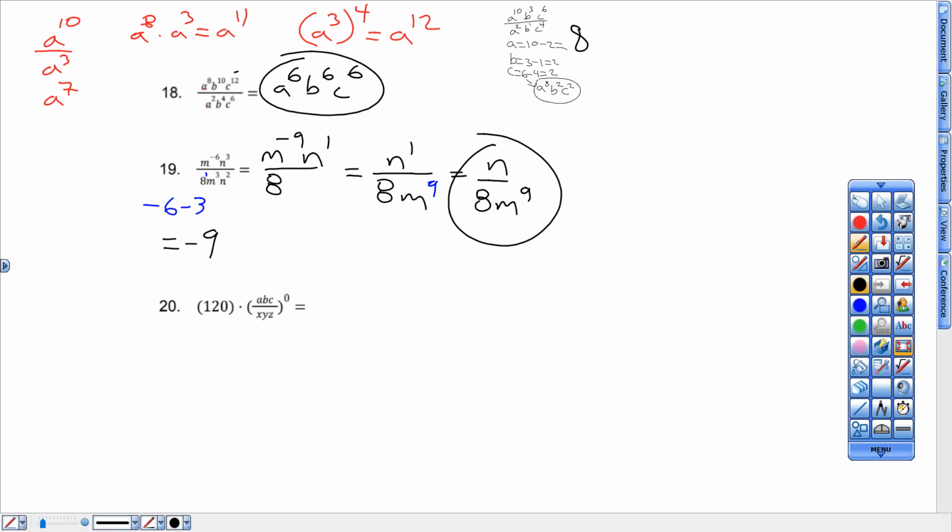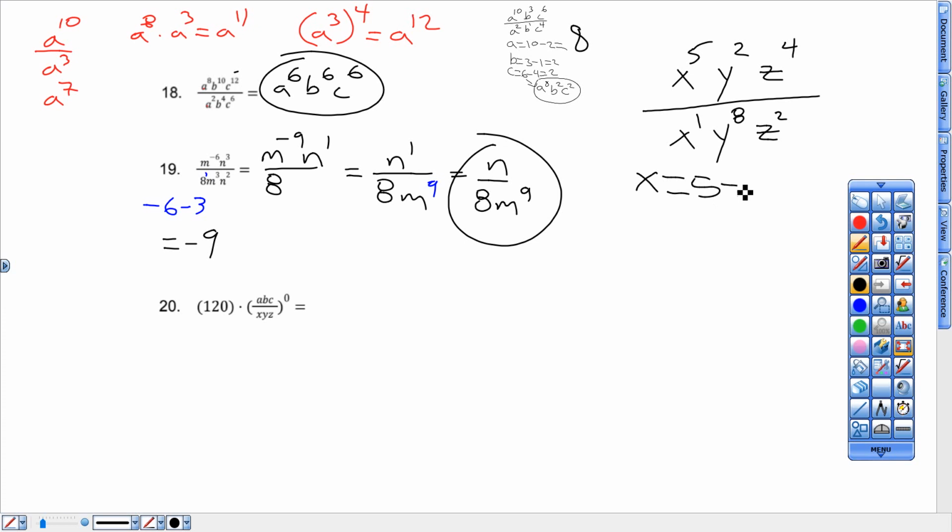All right, this one, let's use x's and y's. X to the 5th, y squared, z to the 4th, over x, y to the 8th, z squared. Try it out. Good. So it's going to be x to the 4th at the end.